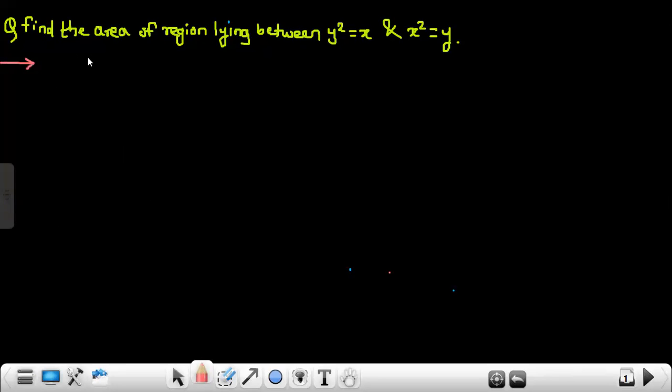So the question is: find the area of the region lying between y² = x and x² = y. Both are parabolas. y² = x is a right-hand parabola, and x² = y is an upward parabola. So first I will draw the x-axis and y-axis.